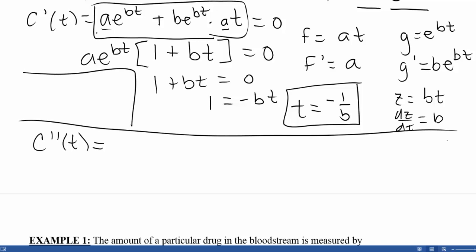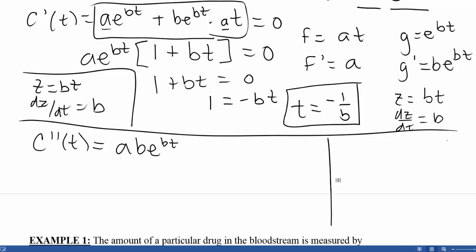For that particular first function, we'll use z equals bt and dz dt equals b. So that means my first term has a derivative of ab e to the bt. Now my second term is b e to the bt times at. So I'm going to have to use a product rule there because again, now I see the t in two places. For my product rule, my f will be b e to the bt and my g will be at.